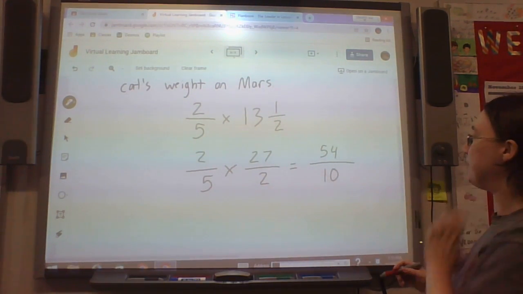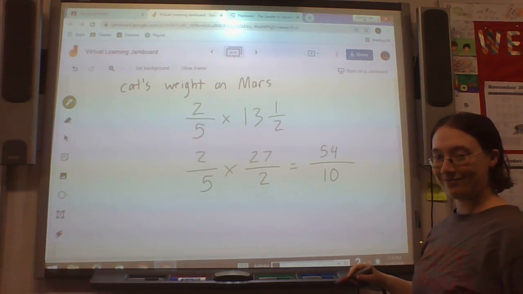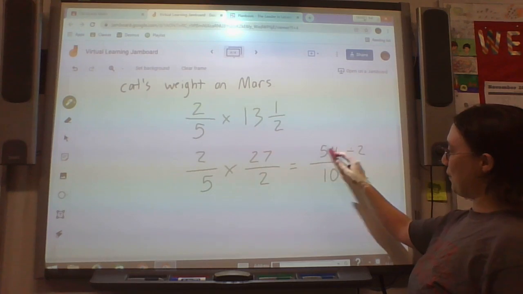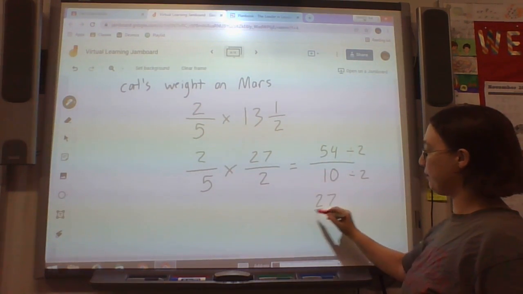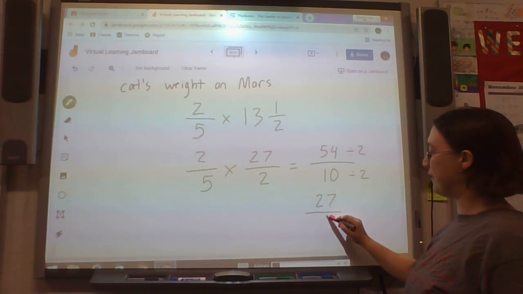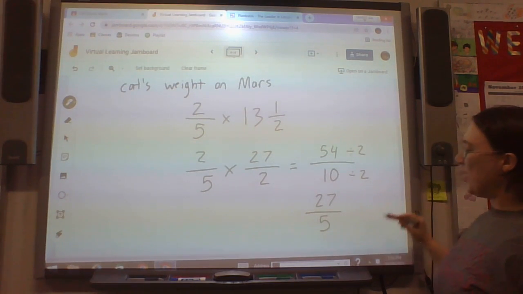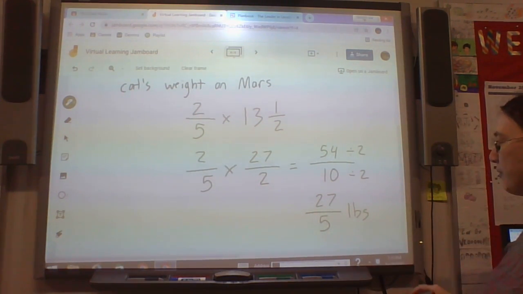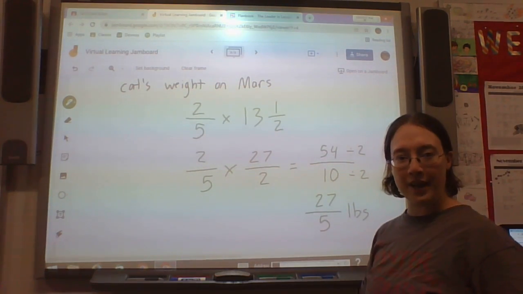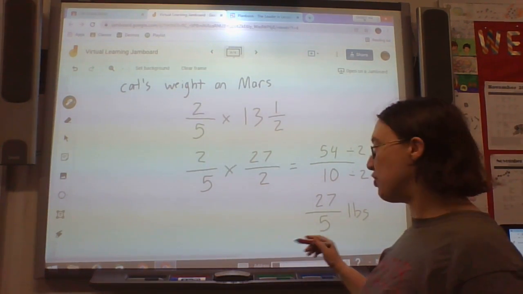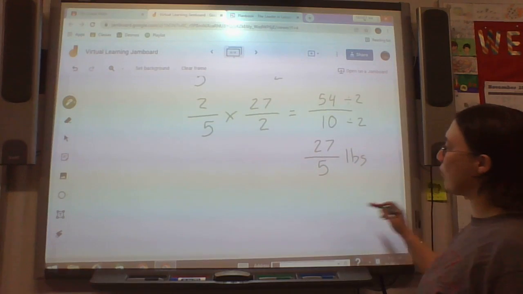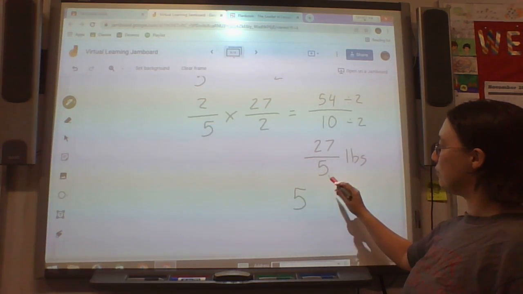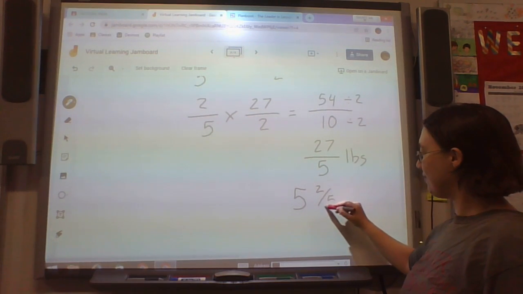So what goes into both 54 and 10? They're both even, so hopefully you said 2. 54 divided by 2 gets you 27. 10 divided by 2 is 5. And it's okay if you left it like that and said 27/5 of a pound. Word problems, again, are a case where it might be more useful to turn that back into an improper fraction and think about that as 5 and 2/5 of a pound.